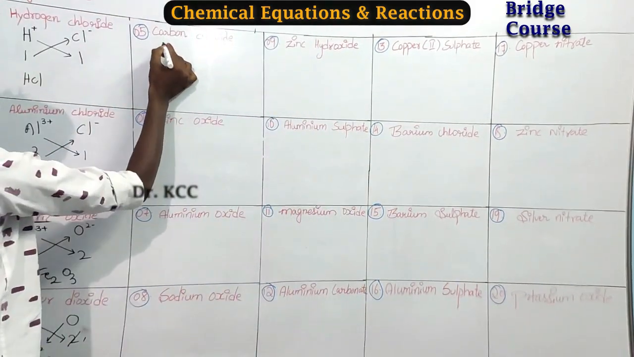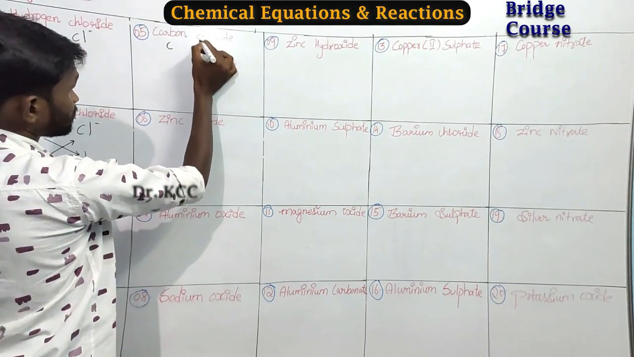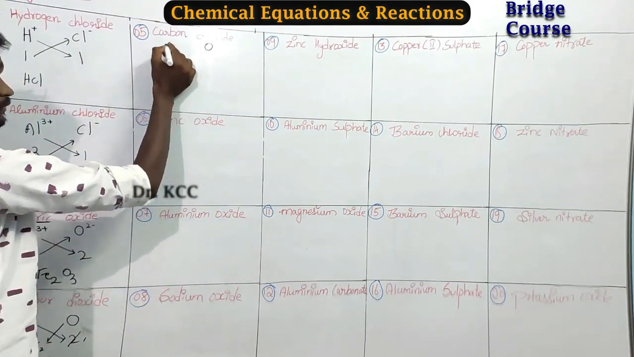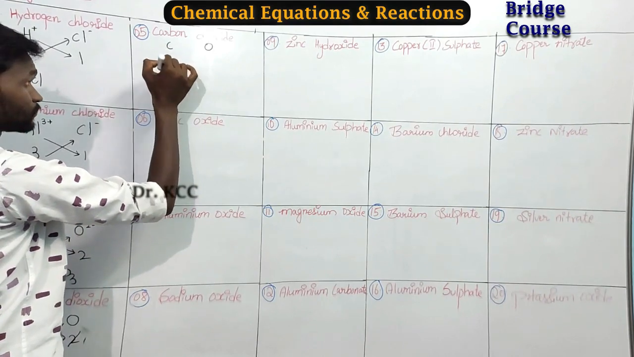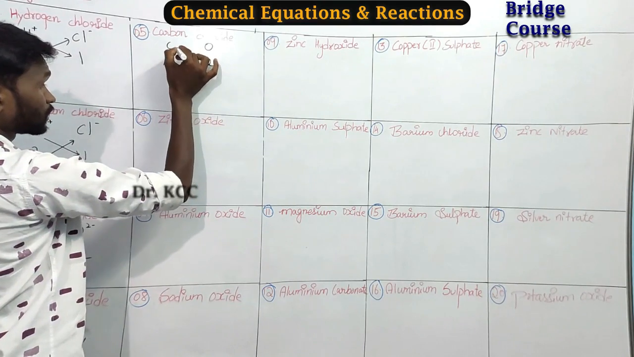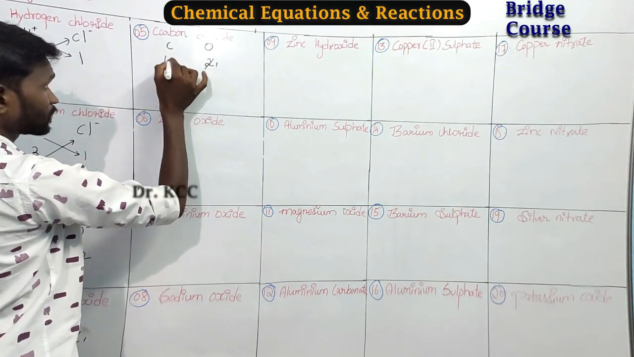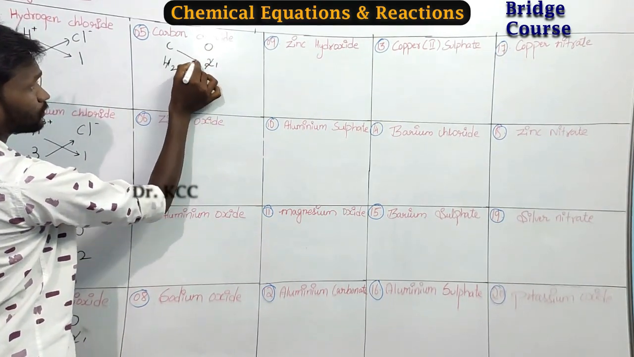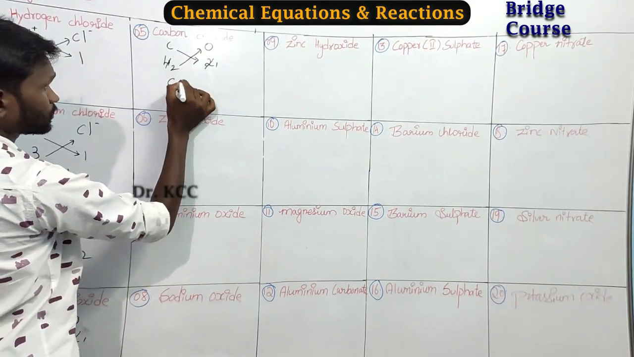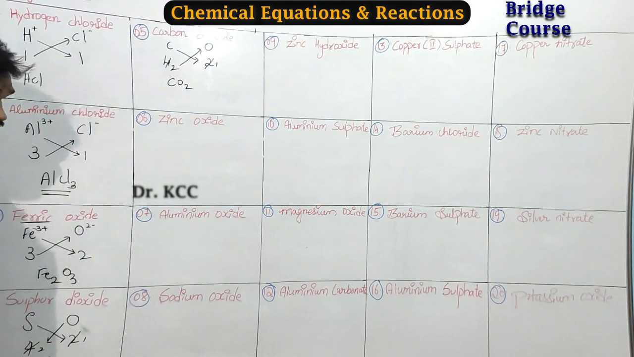Next is carbon dioxide. What's the symbol for carbon? C. Symbol for oxygen is O. How many valence electrons does carbon have? 4. How many does oxygen have? 2. Now you can see here 2 1s are 2 2s are. Now cross multiply. Carbon is only once, oxygen is twice. So carbon dioxide, CO2. Clear?